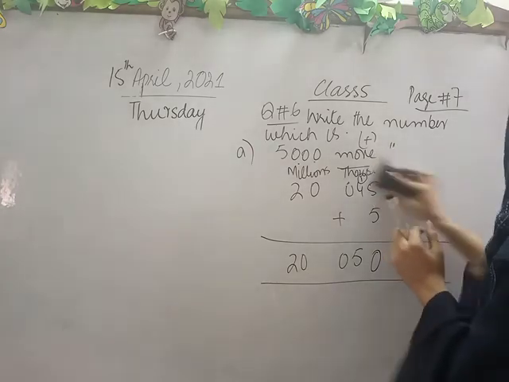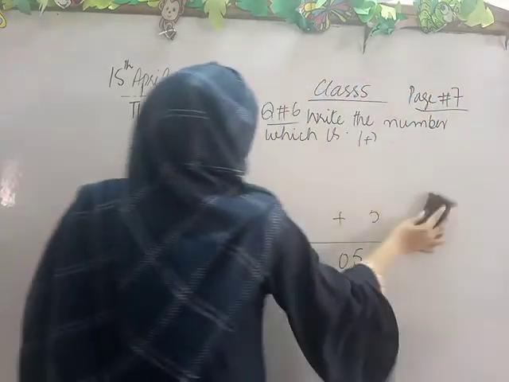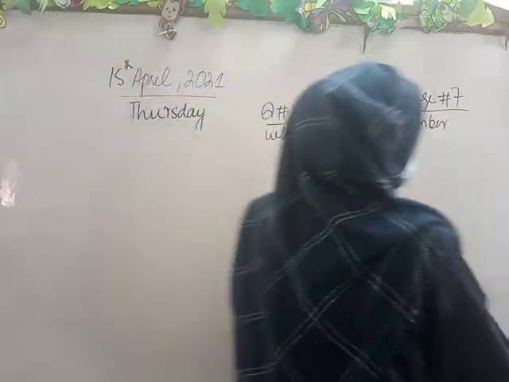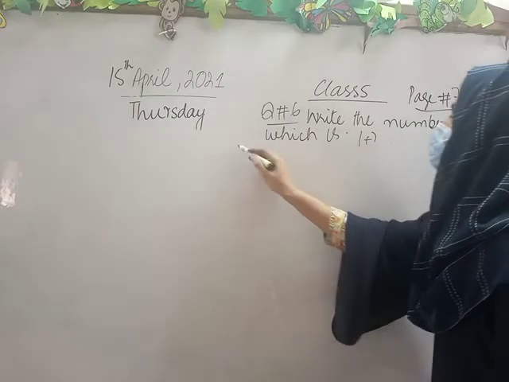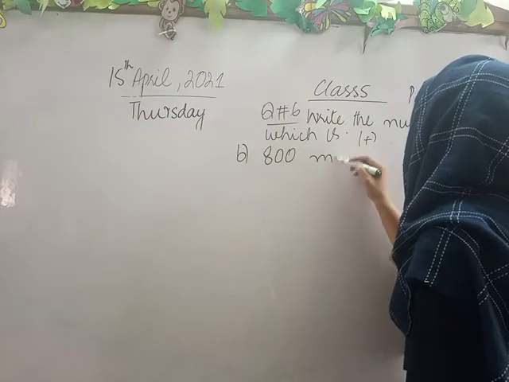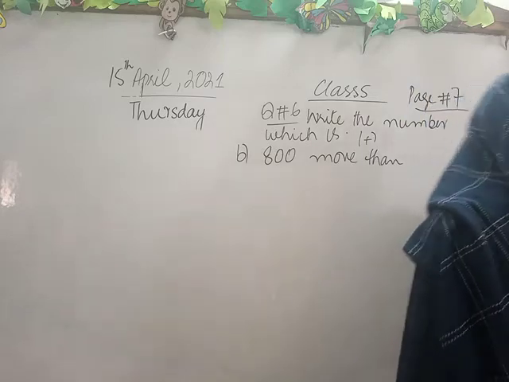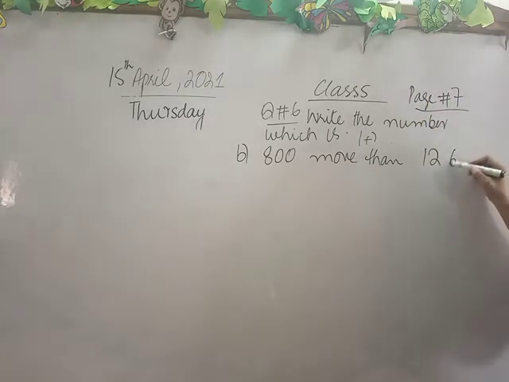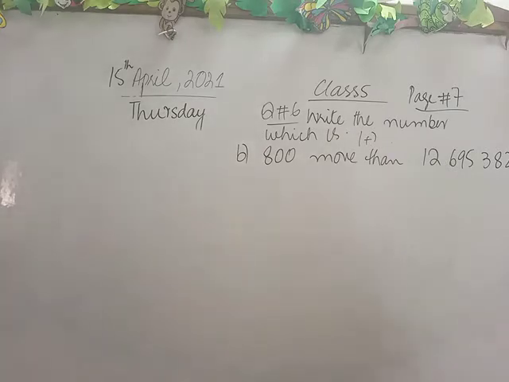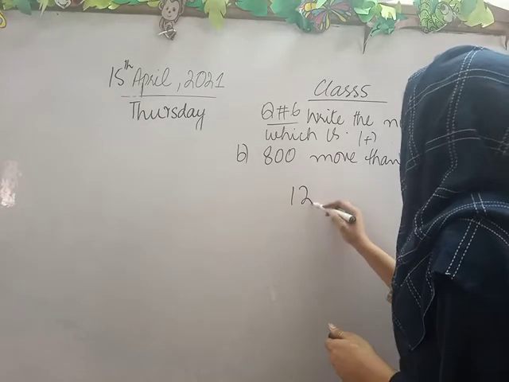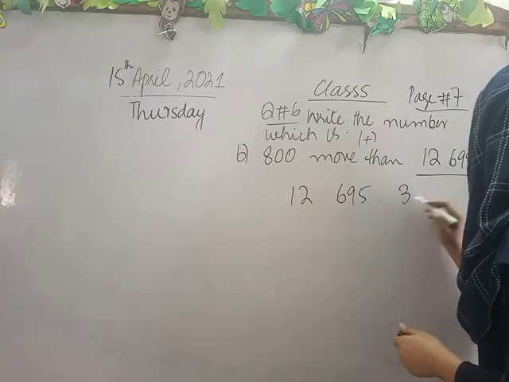Now the next part which is B, 800 more than 12 space 695 space 382. Okay, I have a question in which 800 more than 12 space 695 space 382. So first of all, I will write this number as it is 12 space 695 space 382.